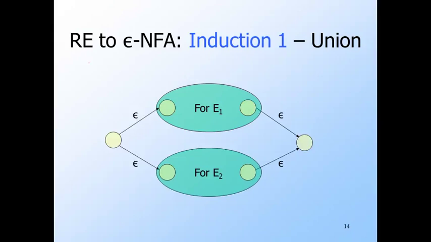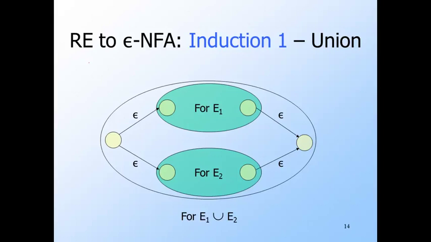We form the epsilon NFA for E1 plus E2 by introducing a new start state and a new final state. The old final states are no longer final. There are epsilon transitions from the new start state to each of the two old start states, and there are epsilon transitions from the old final states to the new final state.